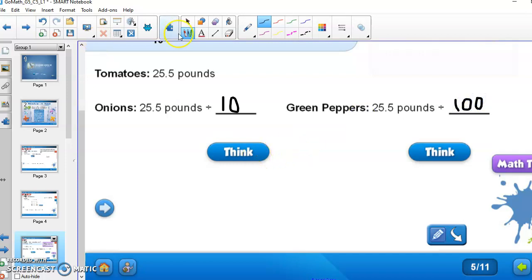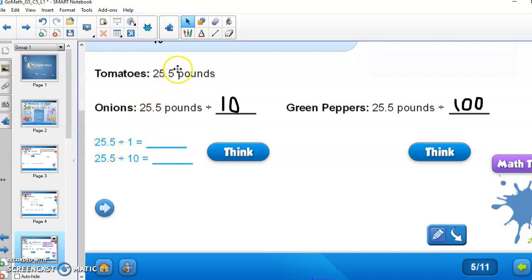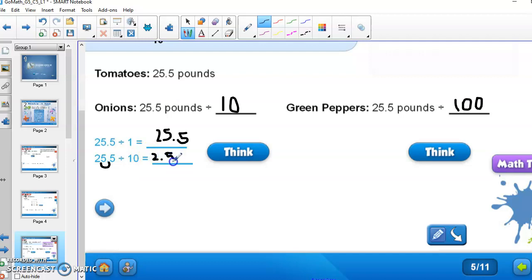So now I need to think. Well, I remember, when I divide a number by 10, it has 1 zero in it. I'm going to be moving this decimal 1 time to the left. So think, 25.5 divided by 1 is, of course, 25.5. So I'll jot that down. 25.5 divided by 10, I remember, yep, I move it to the left 1 time. So the decimal is now resting in between the 2 and the 5. So Liang is going to use 2.55 pounds of onions for his batch of salsa.